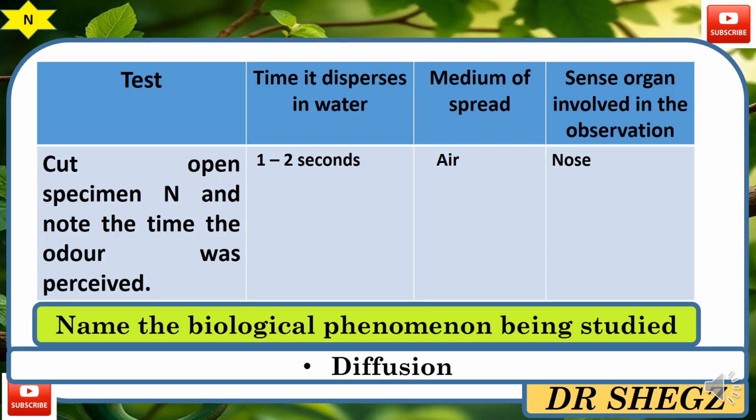Now, cut open specimen N. This is like a follow-up to that question where we dispersed milk in water. So this time around, just slice specimen N open and perceive the odor. It takes about 1 to 5 seconds for you to perceive the odor. What has happened is diffusion has taken place. The medium of spread is air, and the nose is used to perceive it. If you notice, the time for diffusion in air is faster than that in liquid. So air is a faster medium of diffusion than liquid.